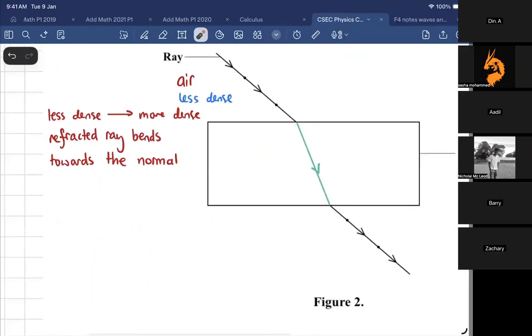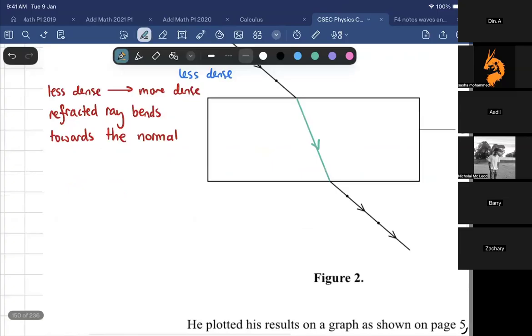Nikolai, anytime you're going from air to another medium, what is the formula for n that you could use? N is equal to what? Sin i over sin r. Perfect. N is equal to sin i over sin r. And you can only use this formula when you're going from air to another medium.